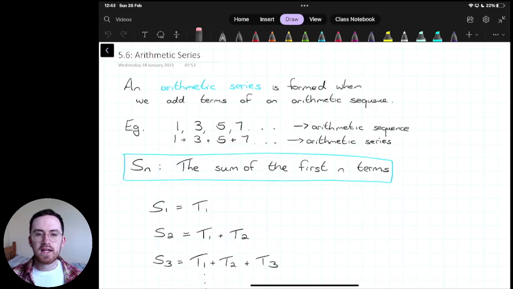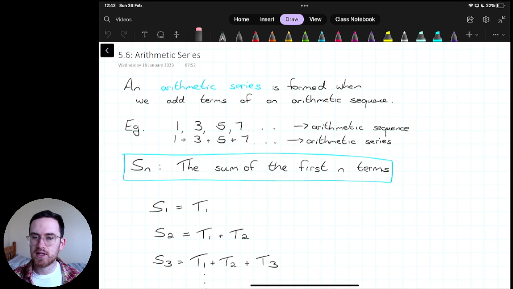Okay, so what we're going to look at next then is an arithmetic series. We've just looked at arithmetic sequences, and that is a sequence of terms where they have a common difference between them, so they're going up by the same amount each time. The difference between each term is the same. An arithmetic series is when we take the terms of an arithmetic sequence and we add them together.